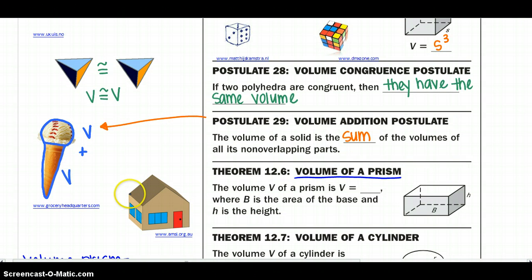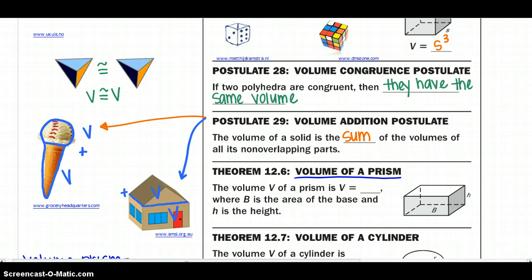Or if you look at the house, I have a cube on the bottom, but maybe a triangular prism on the top. So I would need the volume on the top plus the volume on the bottom. That's what Postulate 29 is saying.